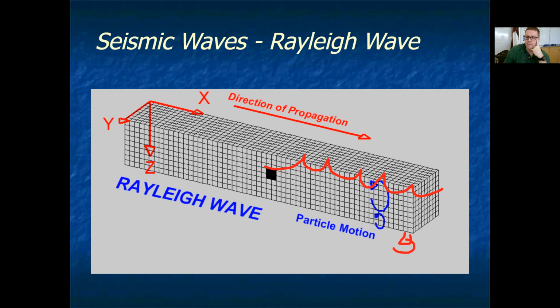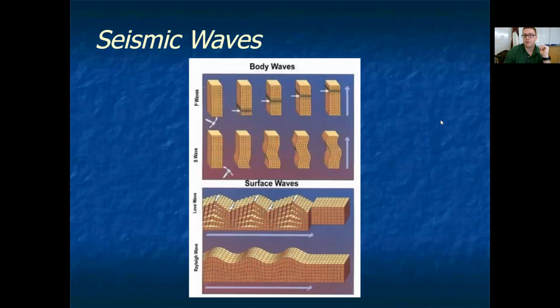So my Love waves and my Rayleigh waves have different types of motion, but they're both located on the surface. So P and S waves are underground, primary and secondary. My Love and Rayleigh waves, my L and R, are on the surface.